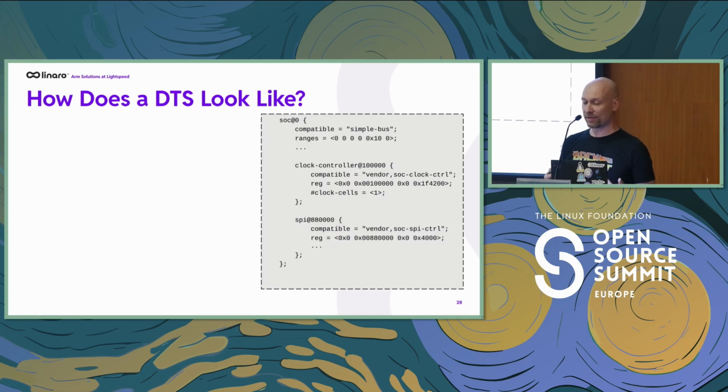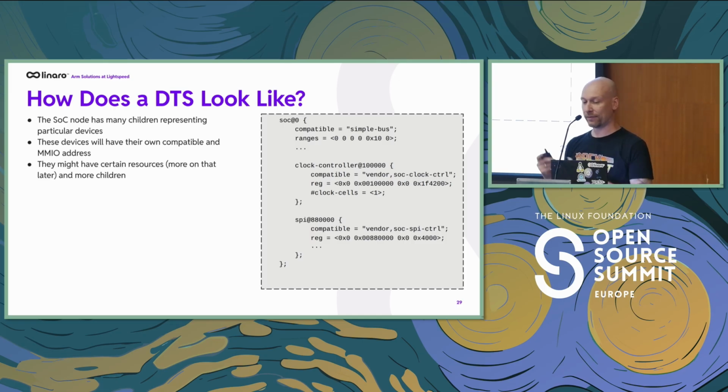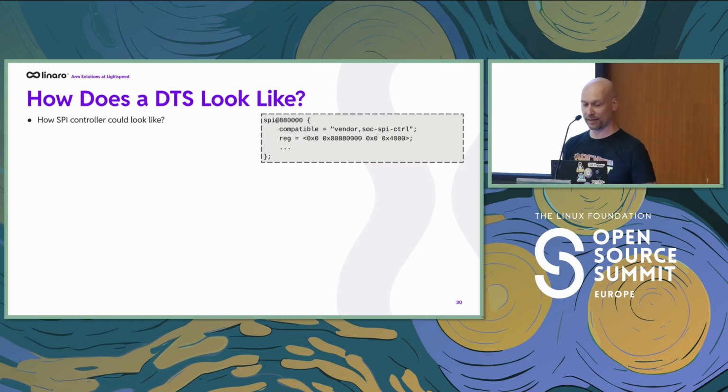By convention, the entire SoC is part of its own SoC node. So this SoC is itself a bus, a simple bus. I will briefly explain it, but it doesn't really matter. The point is that in this SoC, you will have more and more nodes representing the sub-devices of the SoC. These devices usually are memory mapped I/O, and this is why they should be on this simple bus. And they will have their own children, and this is why you have the structure of the trees.